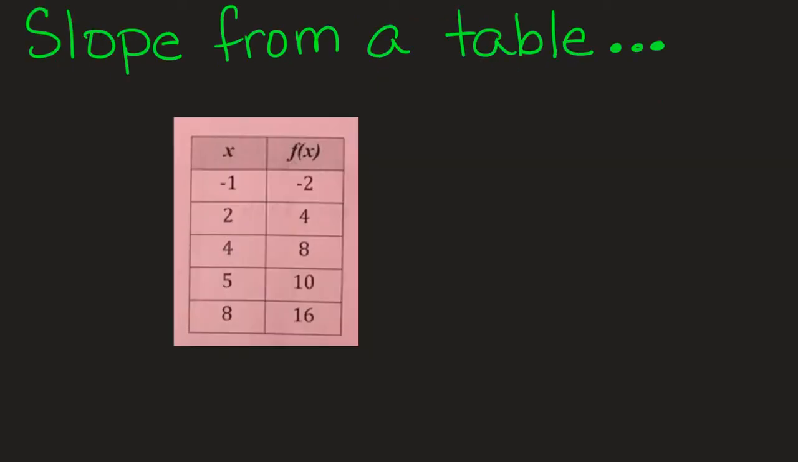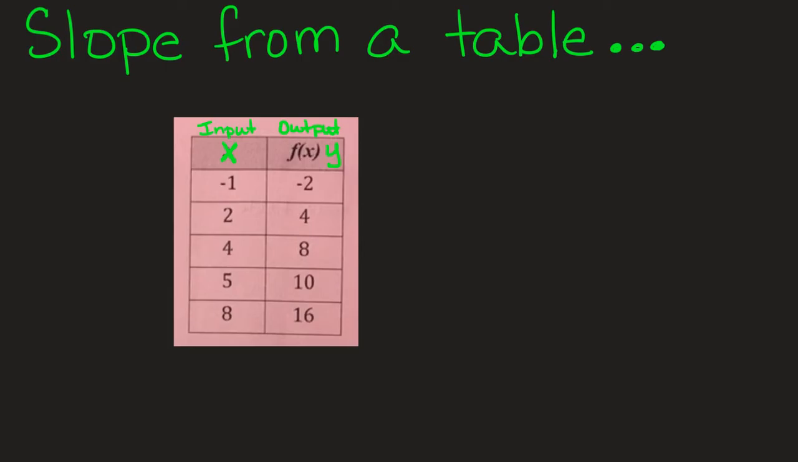All right, so we're going to do slope from a table. When we're doing slope from a table, the input column is always on the left. So this is your input, which is your x. And your output column is going to be on the right. And this f of x notation is the same as y. So if you see f of x, it's the same as y.